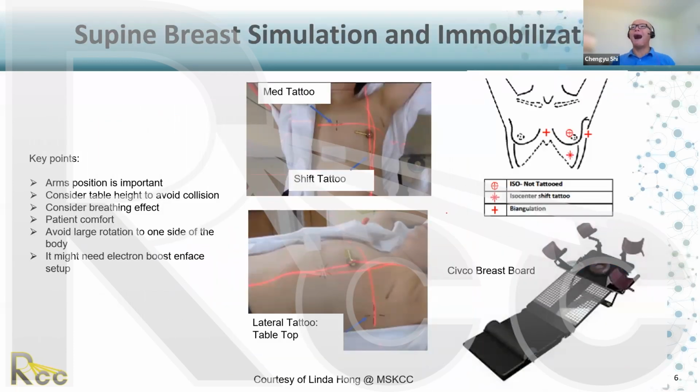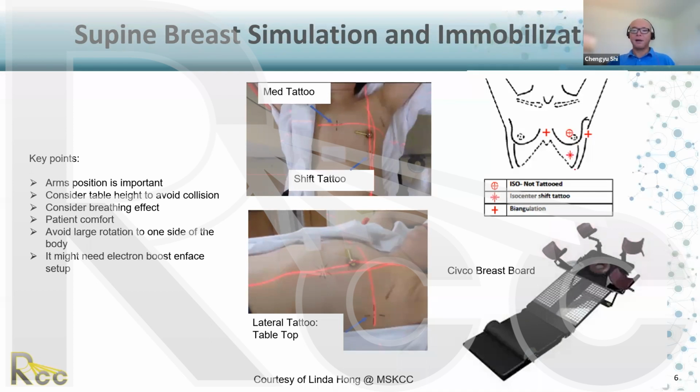Here is the supine breast simulation and immobilization. This is an example from MRI-CT. So you may not use the same technology or tattooed position, but it's okay. The thing we should pay attention to is the medial tattoo and the lateral tattoo, and also what we call a shift tattoo, because we will tattoo the patient here and shift to the final actual center, and that's the lateral tattoo. So to make things simple, you just tattoo 3 positions.